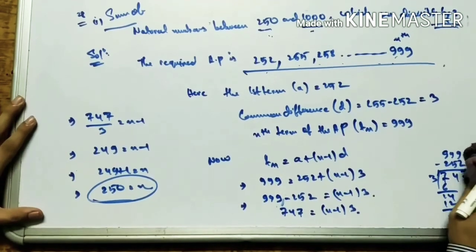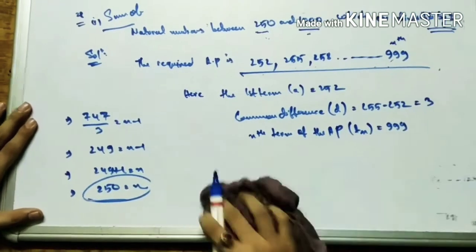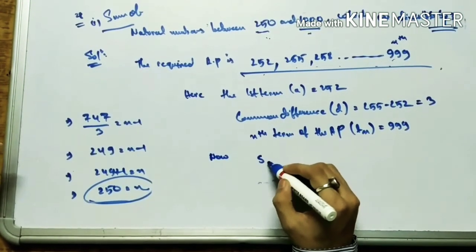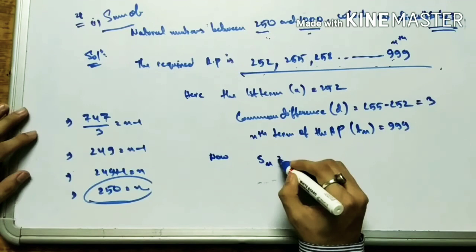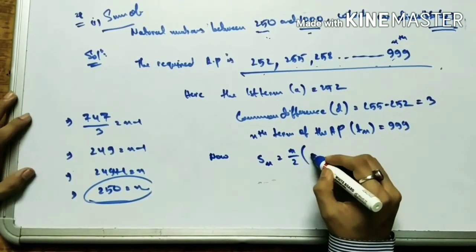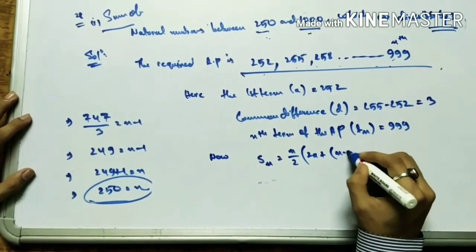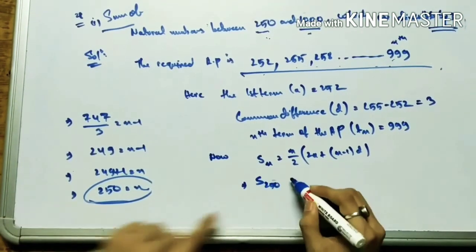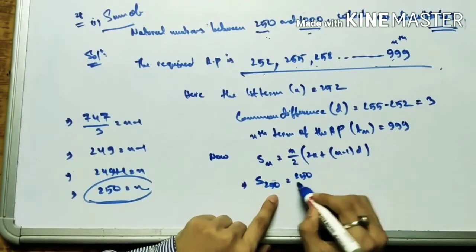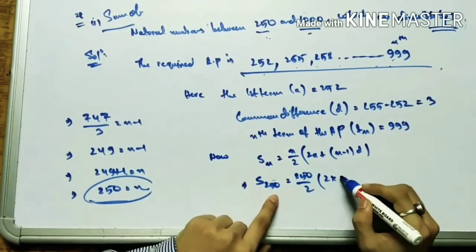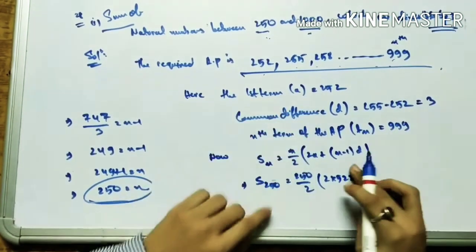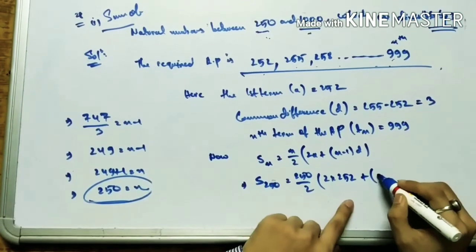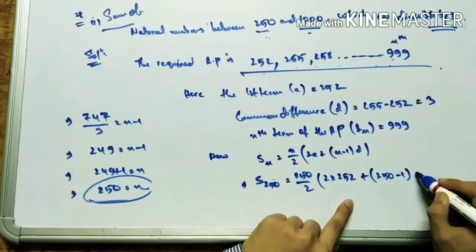So now I will find Sn, the sum. First of all, what is the formula? Sn equals n by 2 into twice A plus n minus 1 into D. So S250 I am finding. So 250 by 2 into twice A, the A value is 252, so 2 into 252, plus the n value 250 minus 1, and the D value is 3.